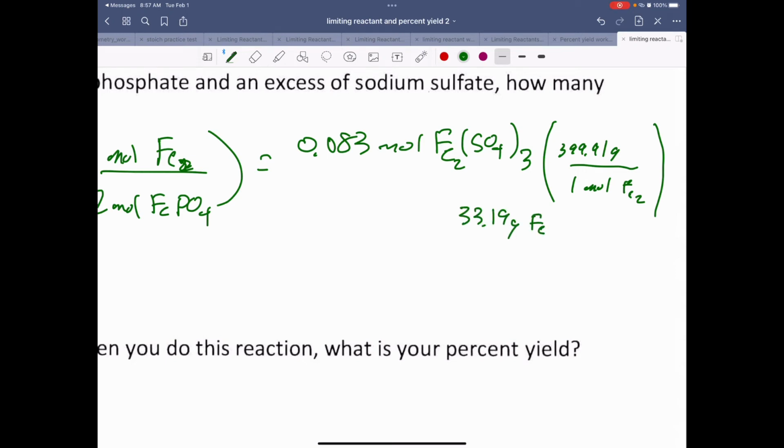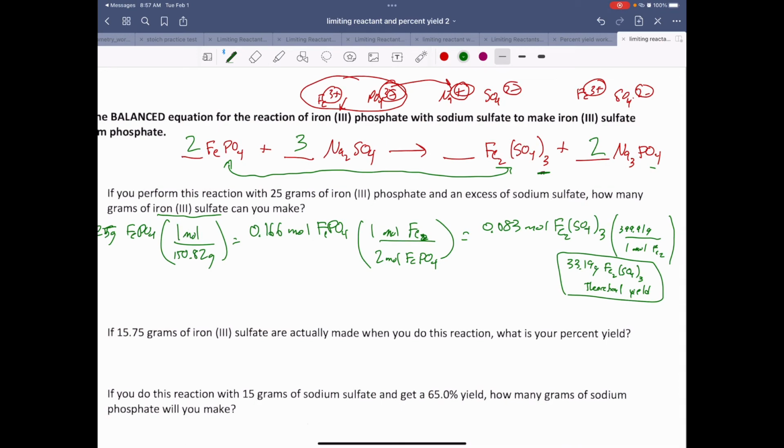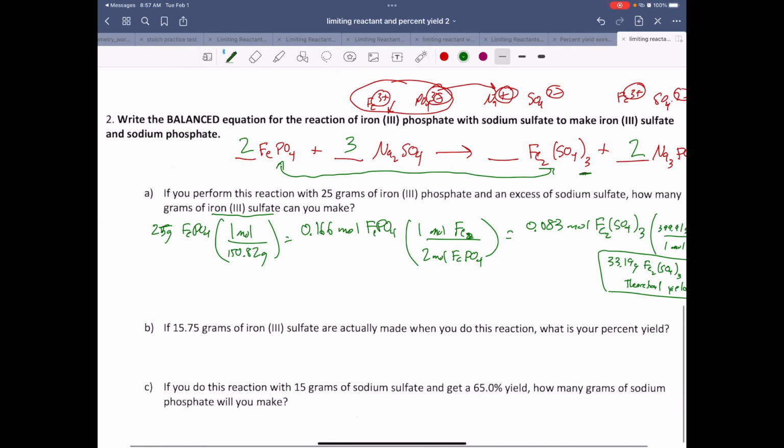So this is the theoretical yield. This is how much you should get. Theoretical yield. Okay. But what if you only made 15.75? Well, that's okay. So 15.75 divided by our theoretical yield, so actual divided by theoretical. 15.75 divided by 33.19, 47.45%. 47.45% yield. That's what we get.